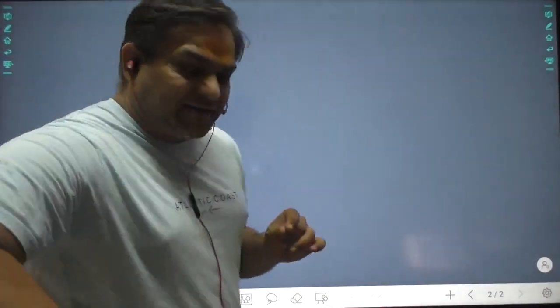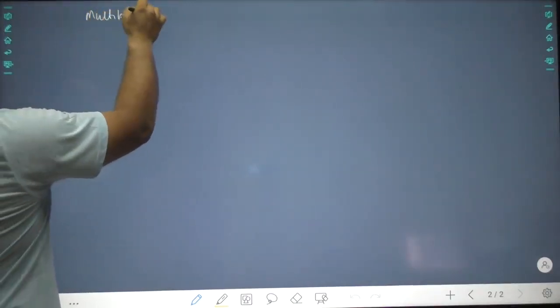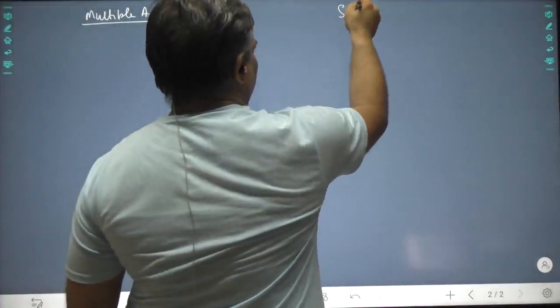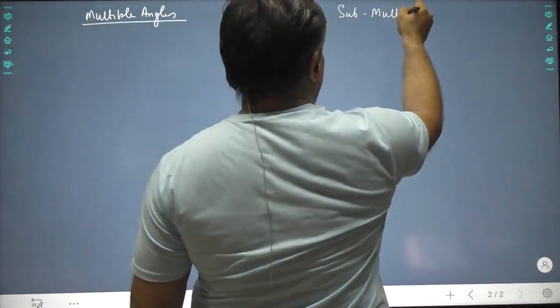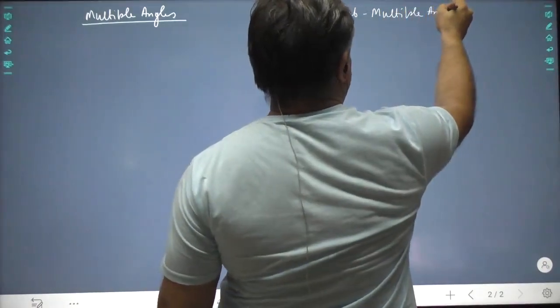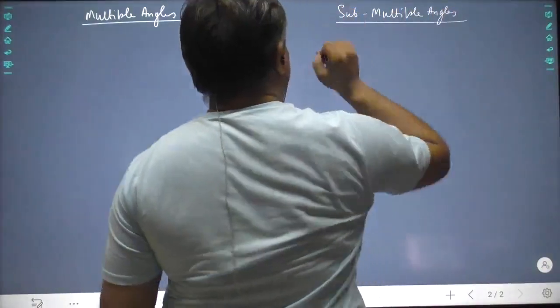Now we have already seen sum to product and product to sum. Today I am going to cover formulas of multiple angles and sub-multiple angles. Please understand, sub-multiple angles.